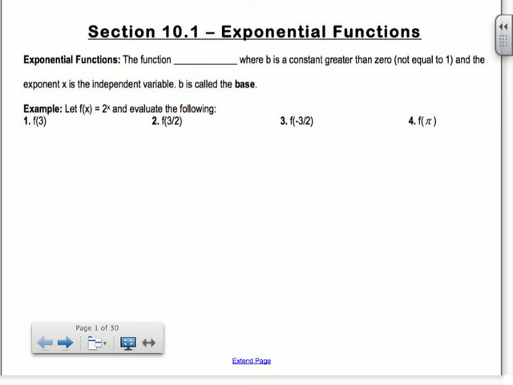Okay, so the function y equals b to the x, where b is a constant greater than 0, and the exponent x is an independent variable. So it's like if I had a t-table, that's the thing I'm selecting. B is called the base.